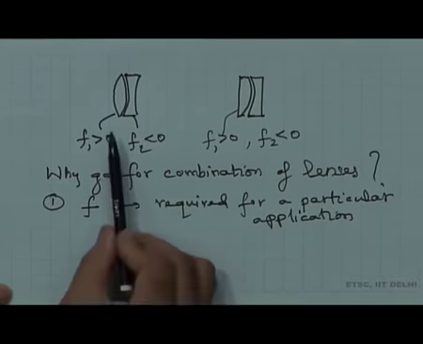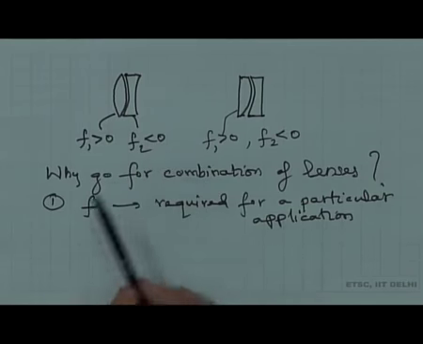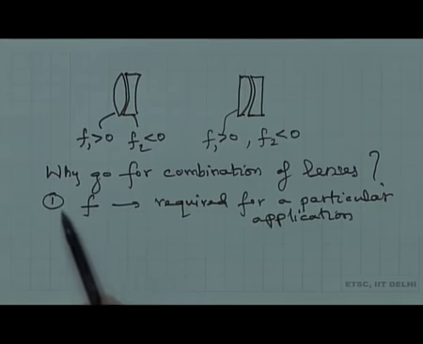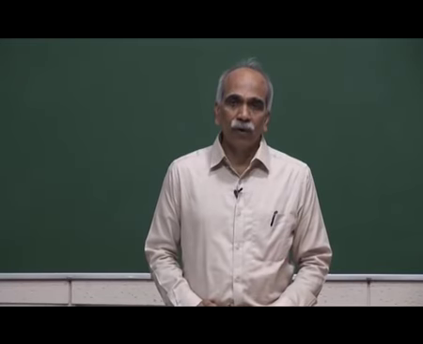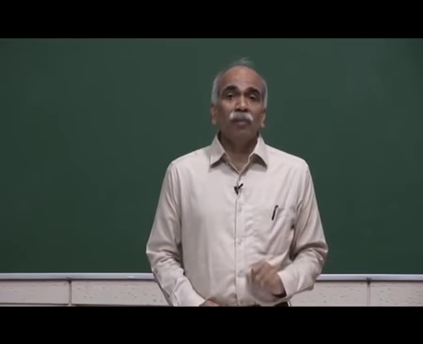That is, we have lenses of focal length f1 and f2, but we do not have a lens of focal length f. Then it may be possible sometimes to have a combination that has the focal length f required for a particular application. But this is not the main reason.